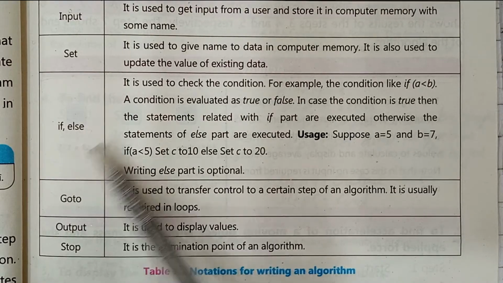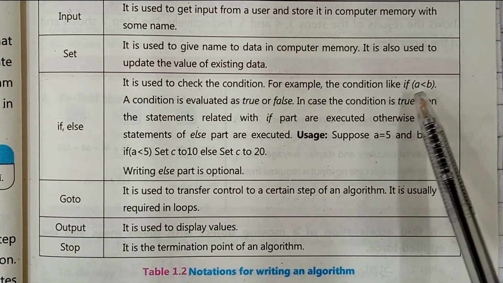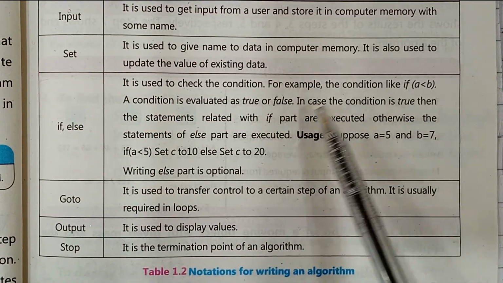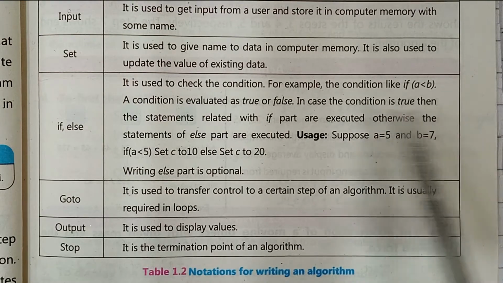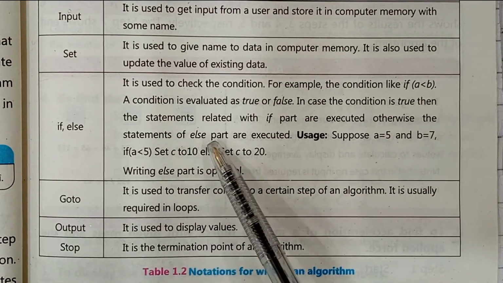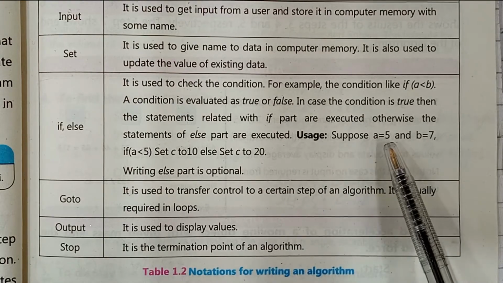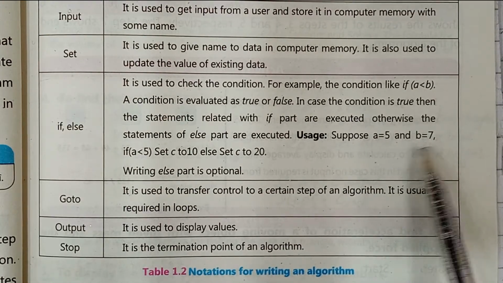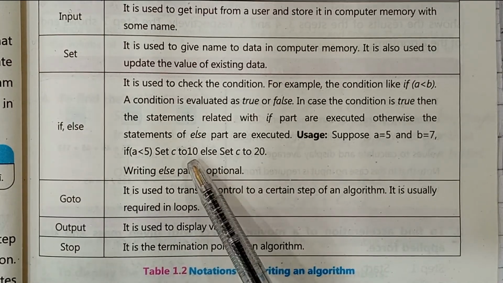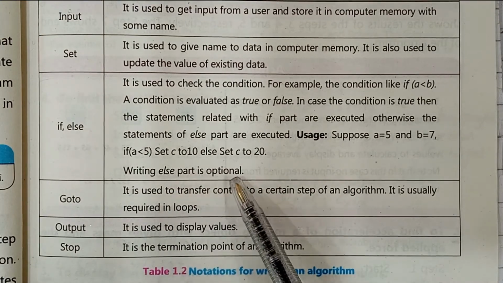Number 4 is if else. It is used to check the condition. For example, a condition like if A is less than B is evaluated as true or false. In case the condition is true, then the statements related with the if part are executed, otherwise the statements of the else part are executed. Usage: suppose A is equal to 5 and B is equal to 7. Now, if A is less than B, set C to 10, else set C to 20. Writing the else part is optional.